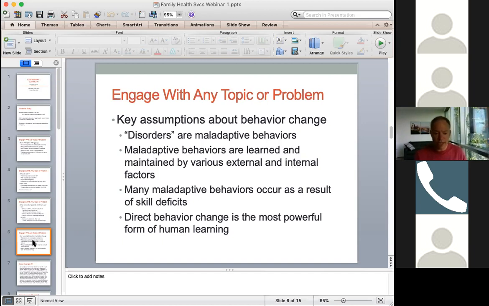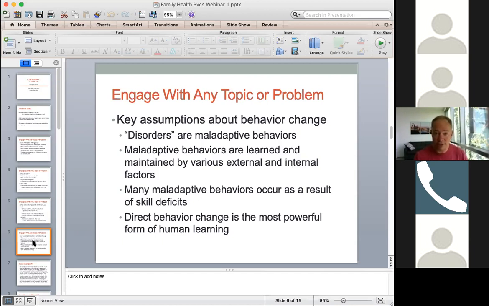And then lastly, direct behavior change is the most powerful form of human learning. There has been debate over the years about whether, if you can change the way that you think, it can change the way that you behave. And that is probably true. But there's more evidence more recently that the reverse is true, that if you can change what you are doing in the world, change your behavior, that will help change your thinking and your emotions.